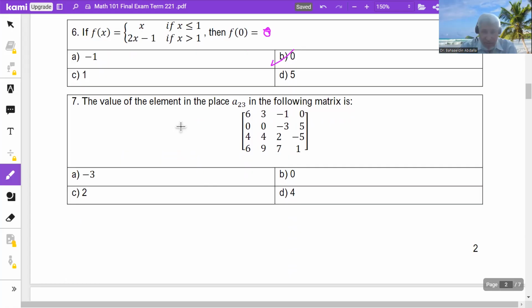The value of the element in the place A23. This is a matrix. Place A23 means second row, third column. So that's the second row, and that's the third column. So second row, third column, the element is negative 3. So the correct answer is A.